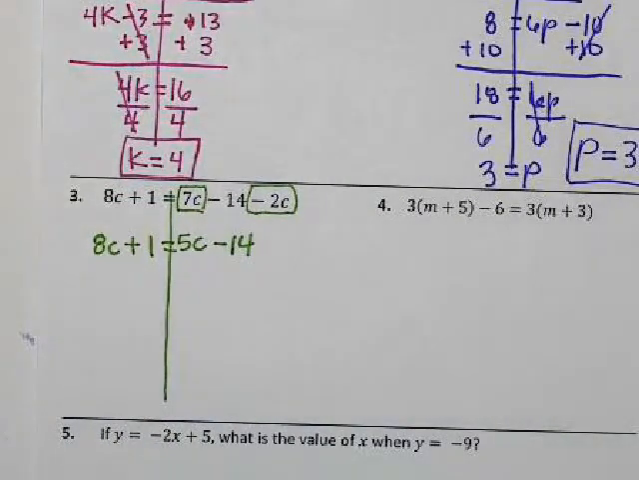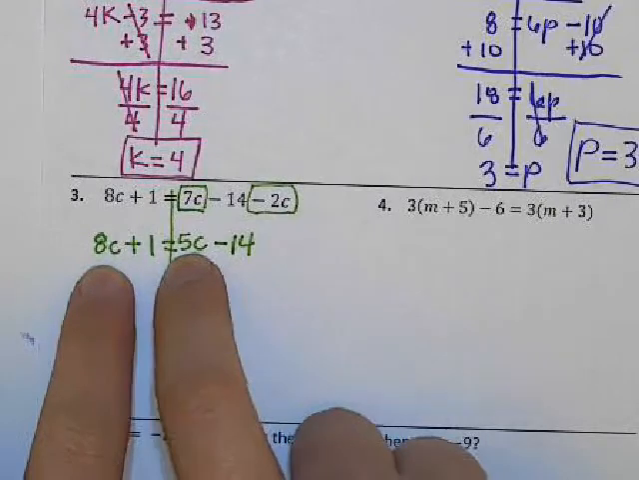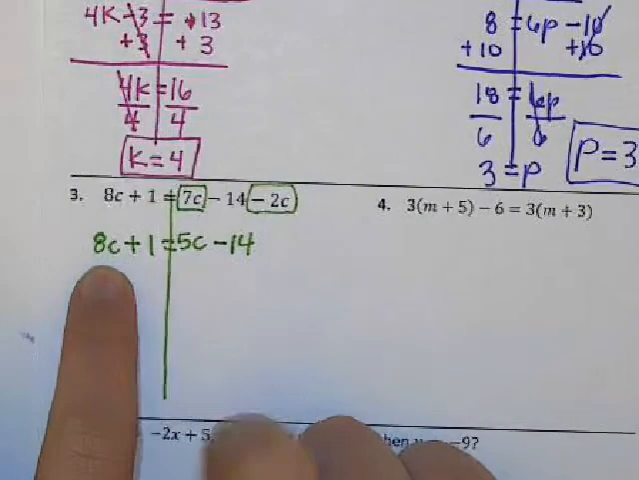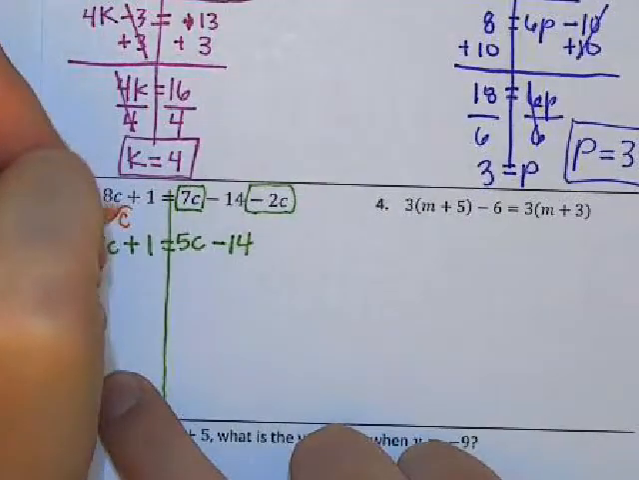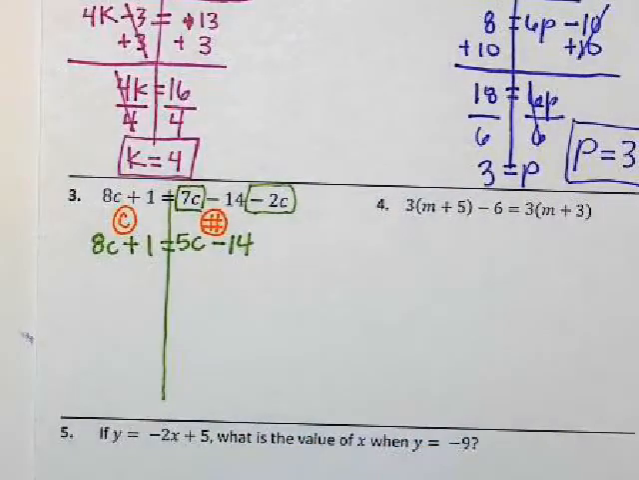All right. Am I ready to start solving? No. Am I ready to start moving things from one side to the other? Yeah. Okay. Now I got to decide. Which side is going to be the c side? 8 or 5? Eight. Which one's bigger? 8 is bigger, so that's going to be my c side. This is my number side.